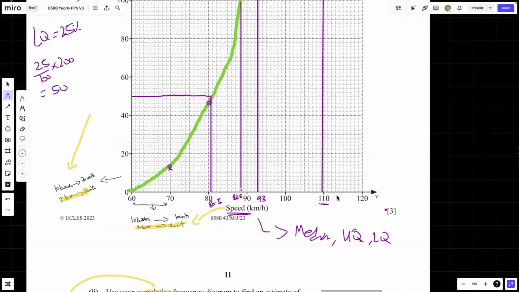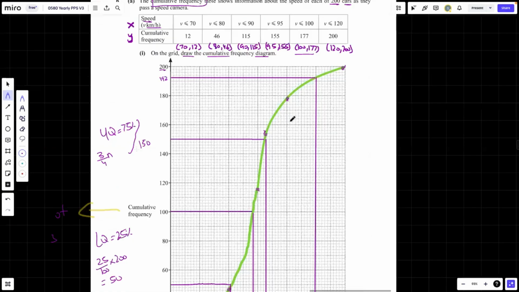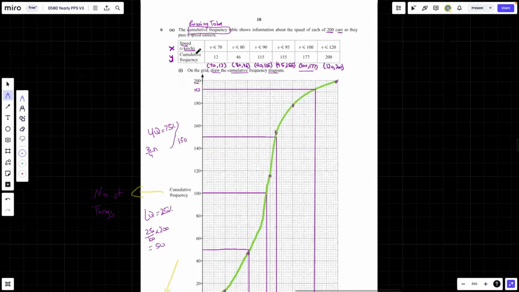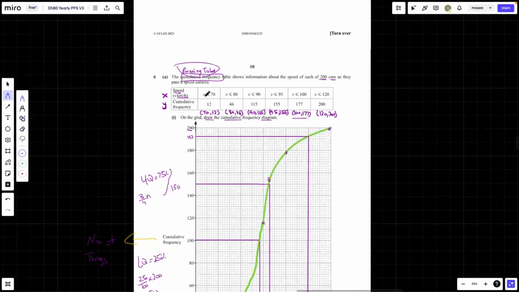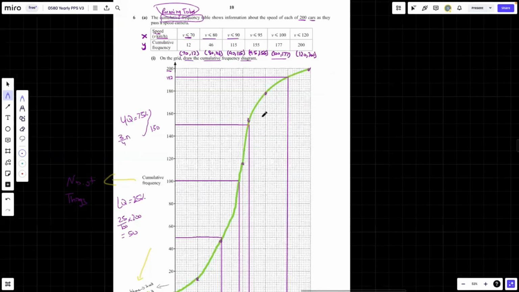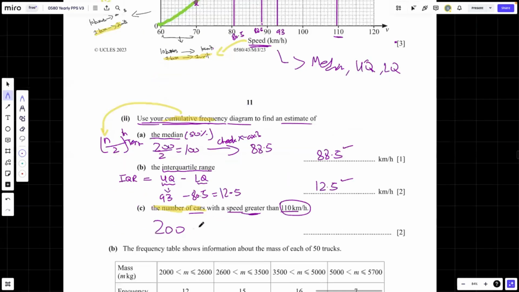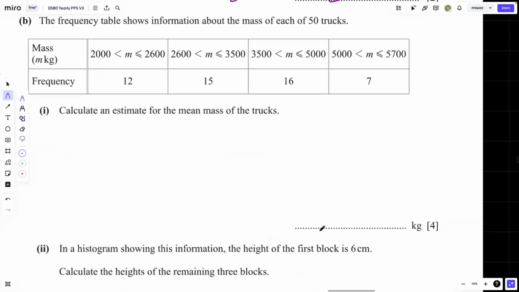Since this is cumulative frequency, all the cars with a speed less than 110 are actually 192, because it's a running total and it's always in the less-than-or-equal inequality. The cars with speed less than 110 are 192. So more than would be just the total minus 192. That's 8 cars. That's your answer for this part.